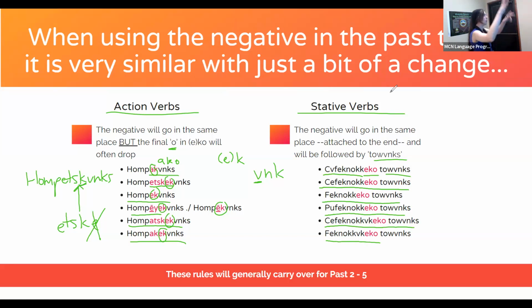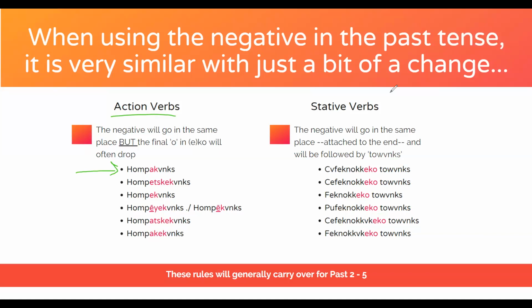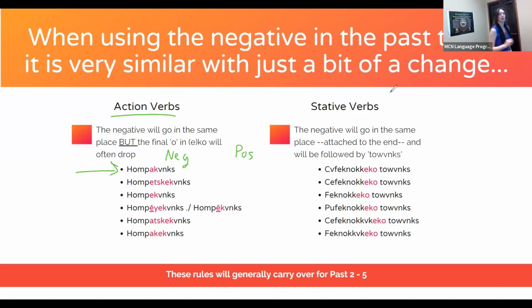Before I show the chart, let's say these just to get our mouth used to it. Let's do our action verbs first. This one first. I say, you say, hombagunks. Nice. We're going to do the negative first, and then the positive, that way we can hear the difference. So we just said hombagunks, that's the negative. Now the positive, hombayunks. Nice. Negative one more time, hombagunks. Nice.